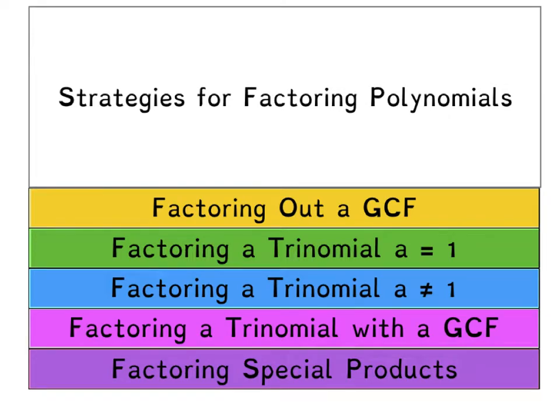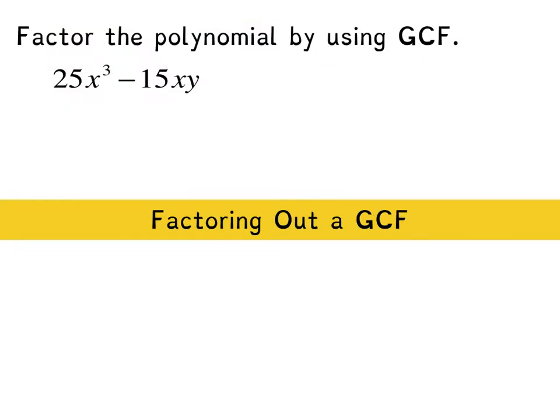Strategies for factoring polynomials. We'll start by factoring out a greatest common factor. 25x cubed minus 15xy is a binomial. We can see that it has a greatest common factor of 5x. We're going to factor a 5x out of that binomial.